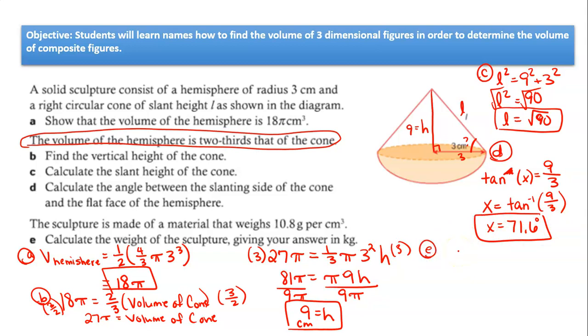And then last but not least, it says the sculpture is made of material that weighs 10.8 grams per centimeter cubed. Calculate the weight of the sculpture, giving your answer in kilograms. So we want to find the total volume. And then since it's 10.8 grams per centimeter cubed, once we find that volume of however many centimeters cubed, we just take that times that 10.8 to get the weight. So we want to find the volume of the sculpture.